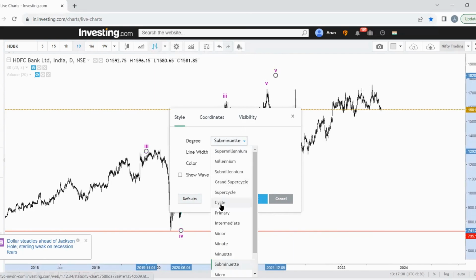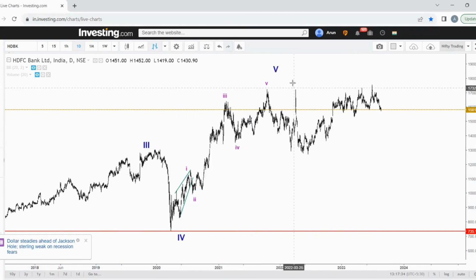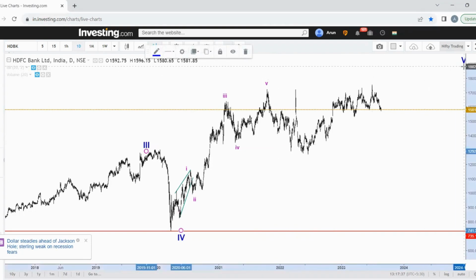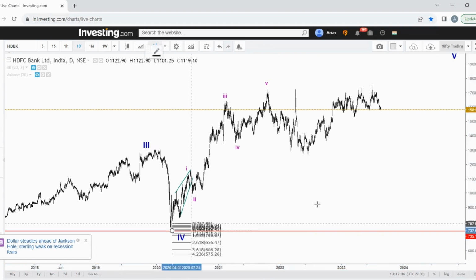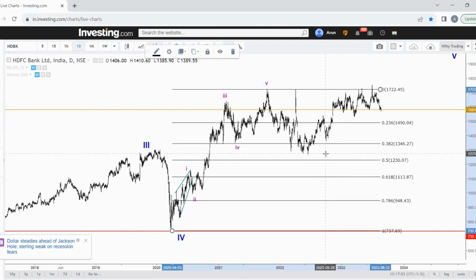Okay, this is a big cycle. So no, this is not 5. This is just 1 of 5. Okay, this is just 1 of 5. So 1, 2, 3, 4, 5 wave completed. This wave 2 reached not even 50%. It crossed below the wave 4 low and took support here.